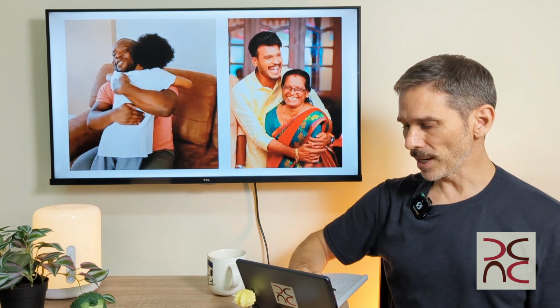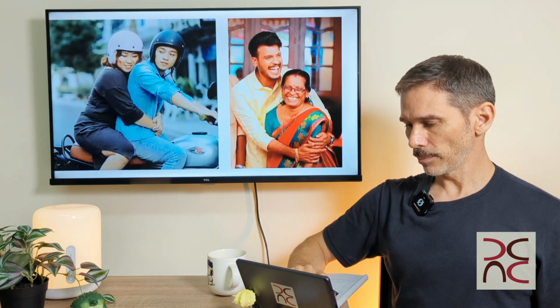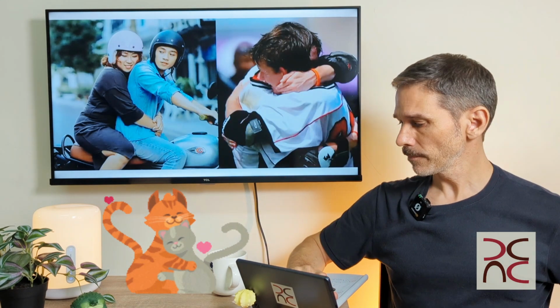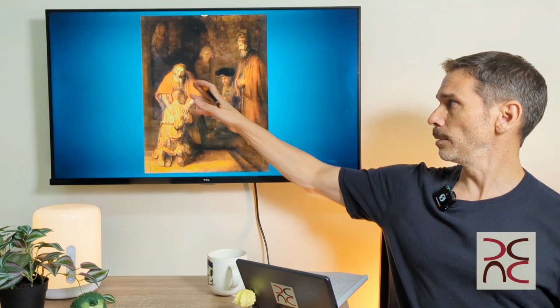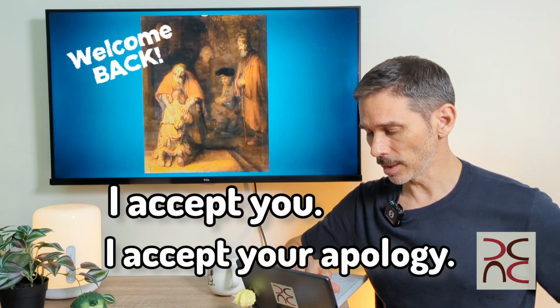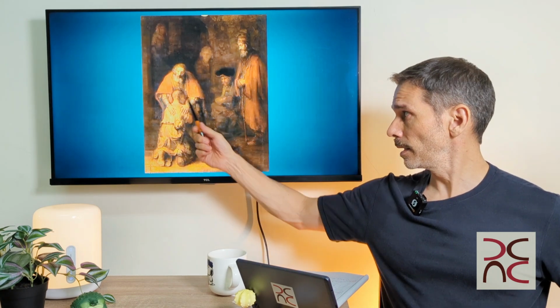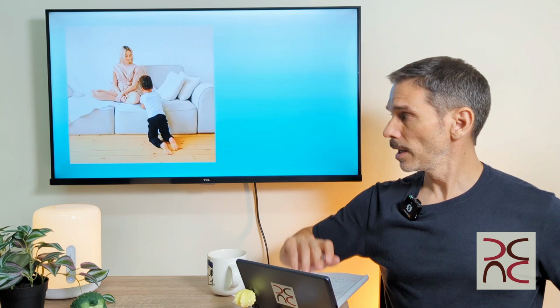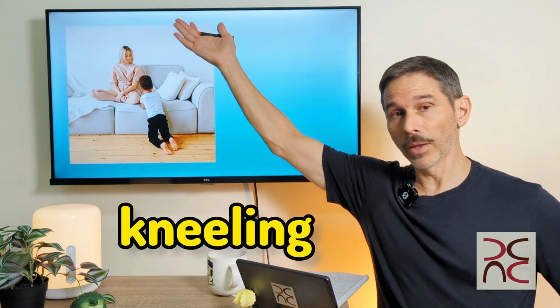These people are embracing. All of these people are embracing people that they love, probably. But in the painting, the father is embracing the son as a way to say, welcome back, I accept you, I accept your apology. And the younger son is kneeling in front of his father. This child is kneeling in front of his mother, probably.